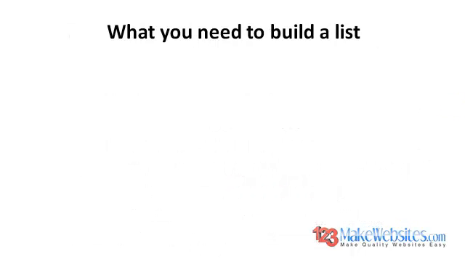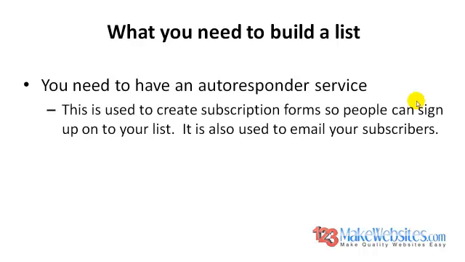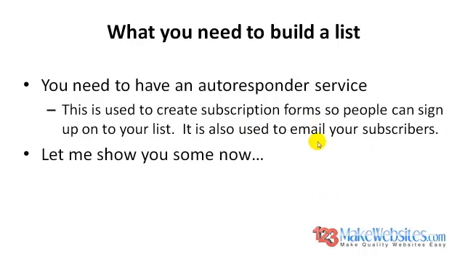Now let me talk about what you need to build a list. Obviously, you need to have an autoresponder service. This type of service is used to create subscription forms so you can put these subscription forms on your WordPress site so that people can sign up onto your list, and it also can be used to email your subscribers. There are many different ways of using an autoresponder service, and I'll give you a quick run through next. So let me go ahead and show you some autoresponder services and give you a quick run through so you know what to expect.